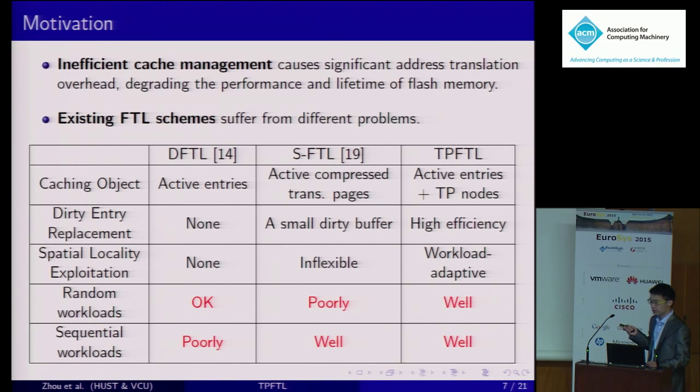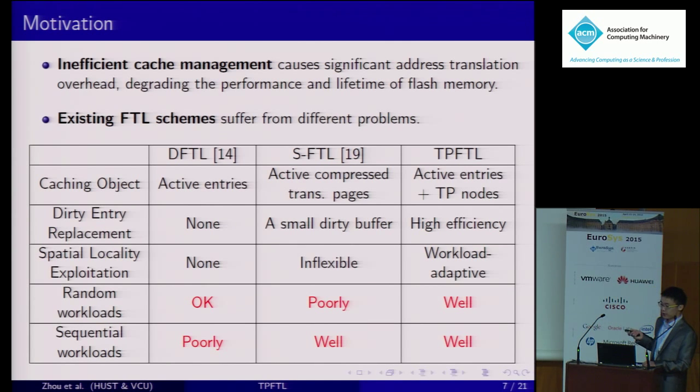SFTL leverages spatial locality to cache active compressed translation pages. Since a translation page contains hundreds of mapping entries whose logical page numbers are sequential, SFTL performs well in sequential workloads. However, it's not space efficient to cache an entire translation page in random workloads, so SFTL performs poorly in random workloads.